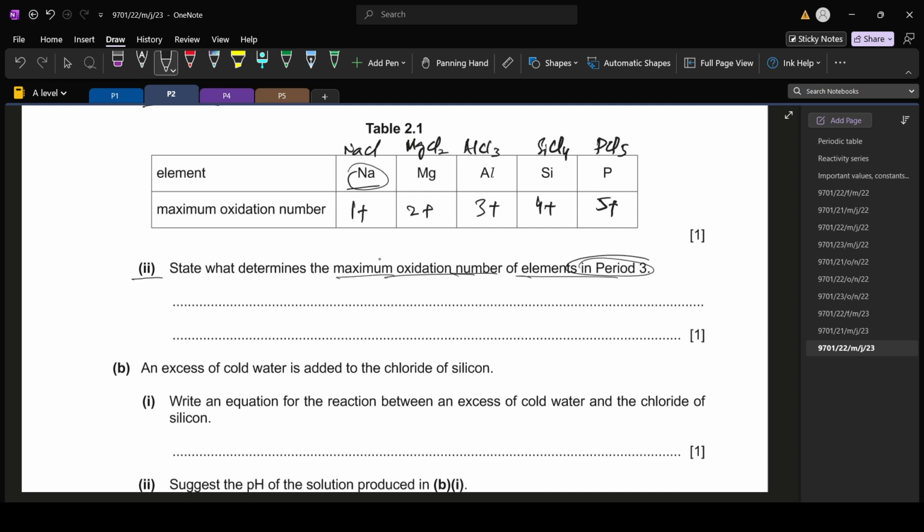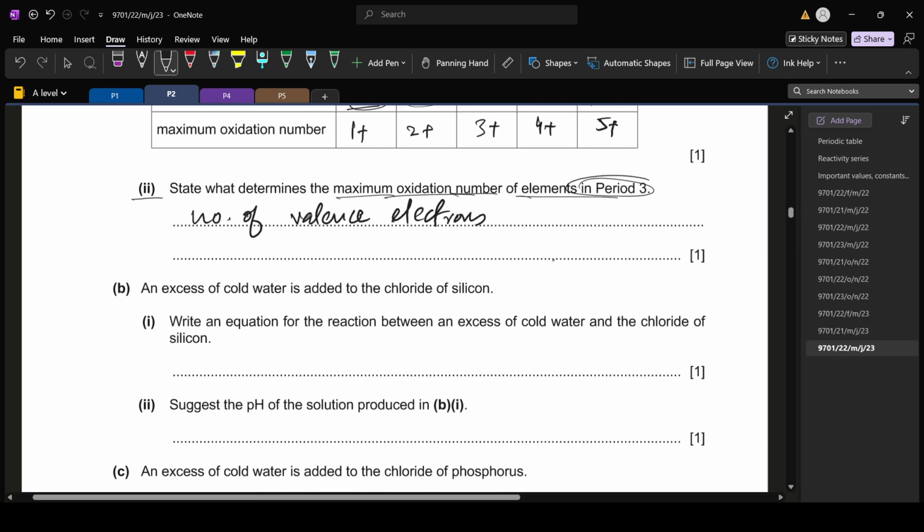Because if you see, in sodium there is only one electron in its outer shell, and there are two electrons in the outer shell of magnesium. For aluminum it's 3, for silicon there are 4, and for phosphorus there are 5 electrons. So it means that the number of valence electrons determines the maximum oxidation number of elements in period 3.